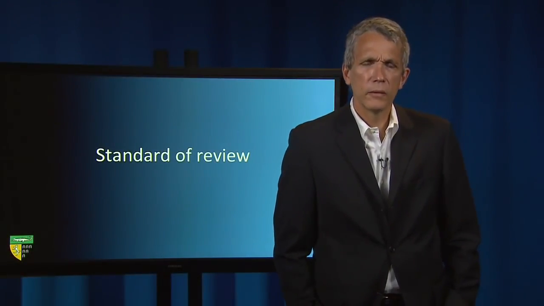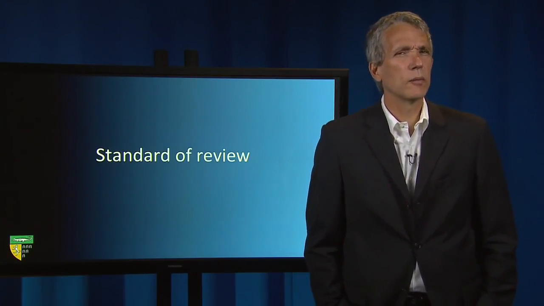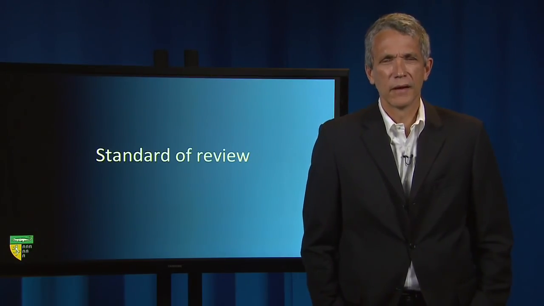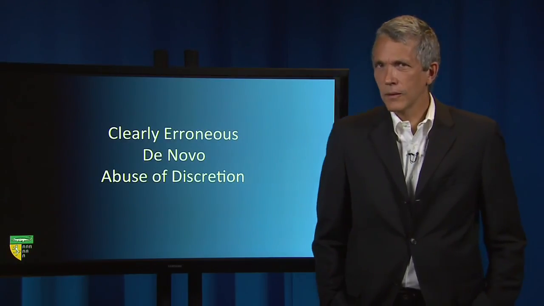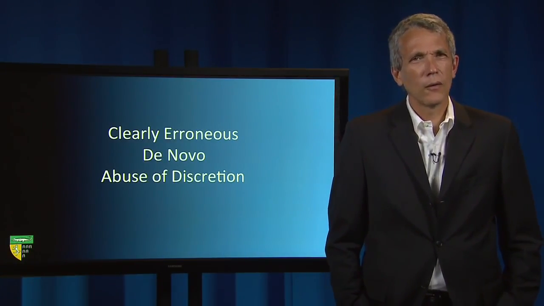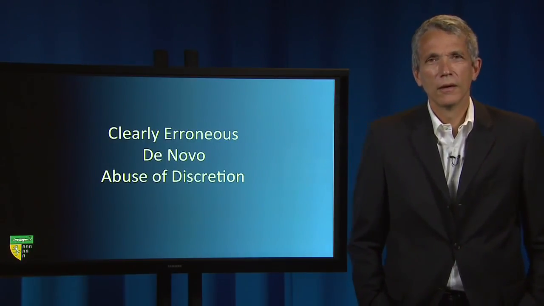The standard of review is the amount of deference given by an appellate court to various determinations made during an earlier part of the adjudication. There are three basic review standards: clearly erroneous, de novo, and abuse of discretion, that grow out of three different kinds of lower court determinations.